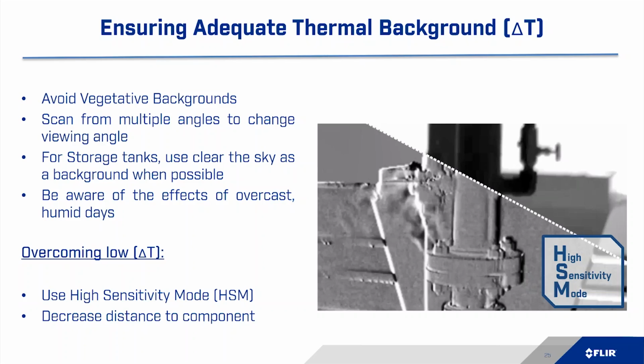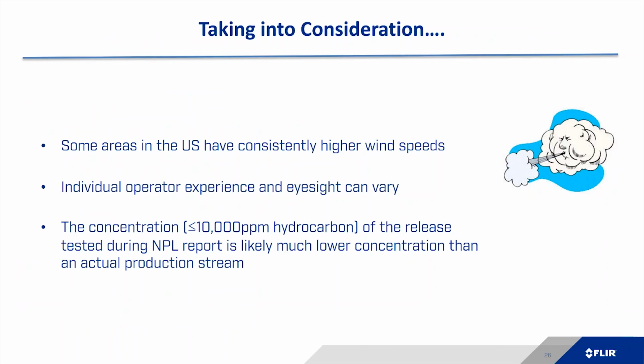One great way to overcome a low delta T is using high sensitivity mode. This is a patented proprietary program built into the FLIR cameras that does a variety of image subtraction and image averaging techniques to accentuate cloud movement. So if you've got emissions, big or small, it makes it much easier to see those small emissions when you're using high sensitivity mode, even with a low delta T. And then another one is, if you've got a low delta T, it makes sense to decrease the distance to the component, get as close as you can while still remaining in a safe operating procedure.